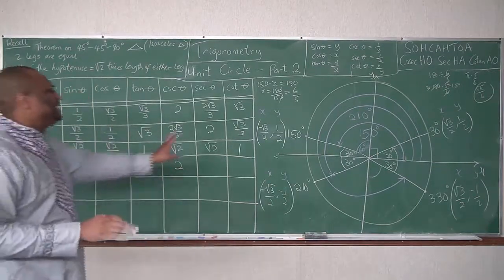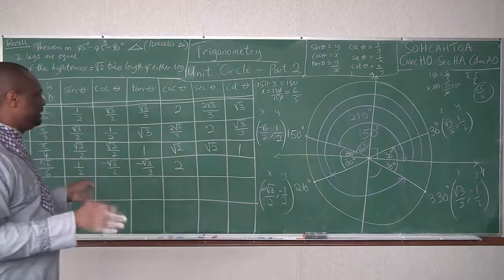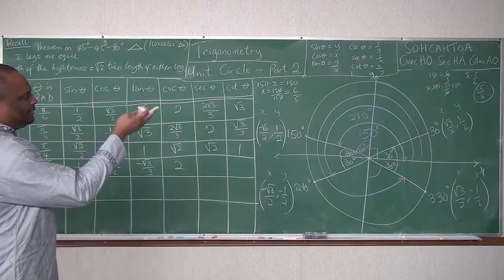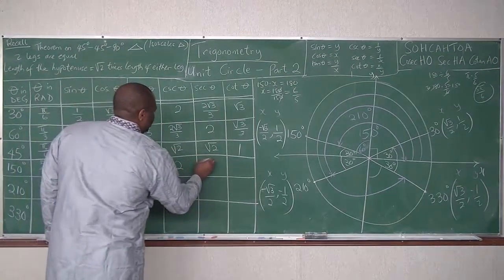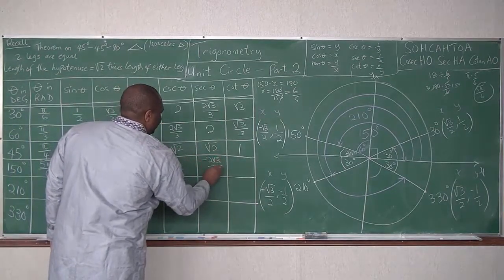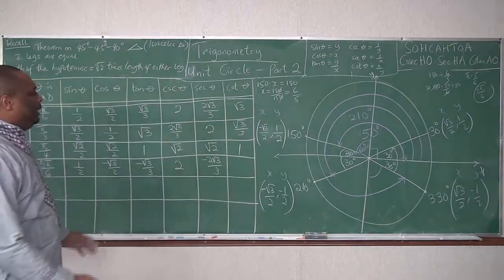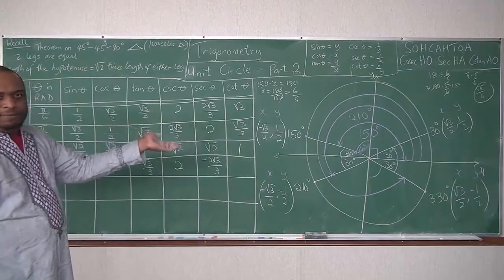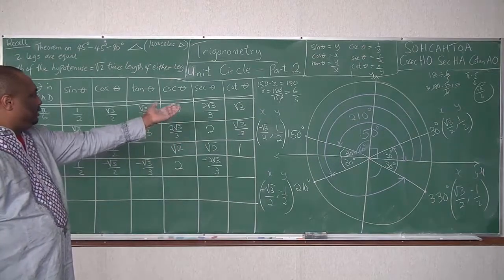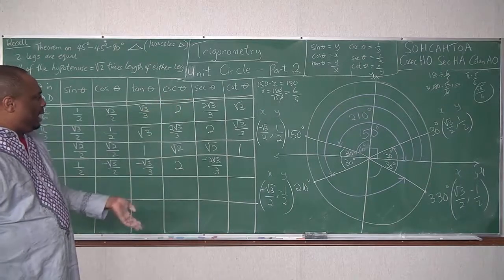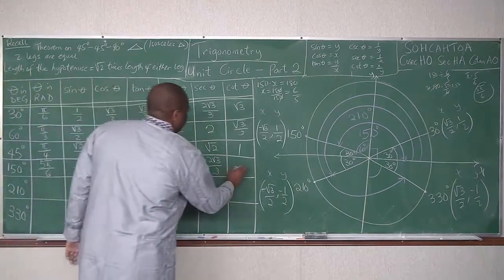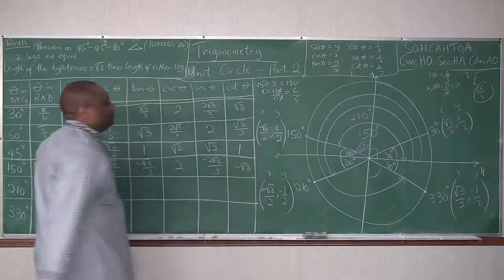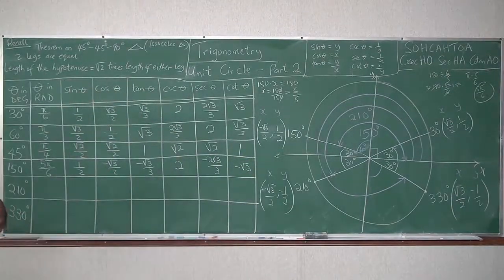The only thing that changes is the x. Sec 150 is 1 over x, which will give you negative 2 root 3 over 3. Cotan 150 is x over y. If you do x over y, this will give you negative root 3. That's it.